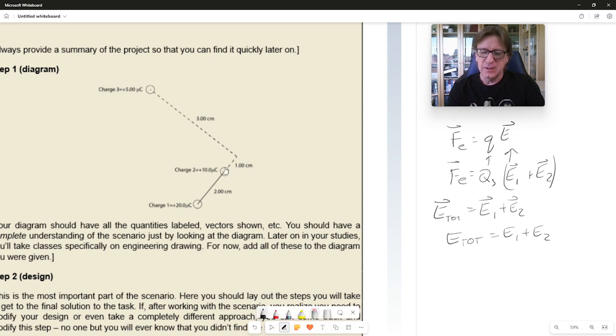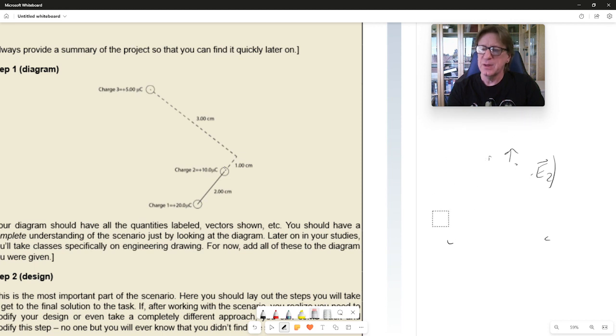All right, let's go ahead and get rid of this. So our goal then, if we're thinking about our step 2, is let's figure out the electric field right here. Because going back to this equation, if I find that electric field, all I have to do is multiply by Q, and I've got the force. So that's my first task.